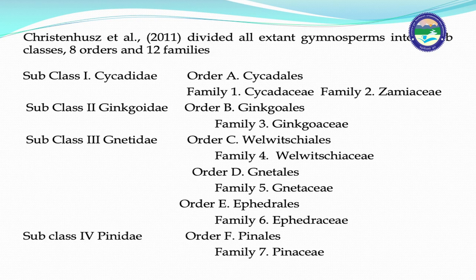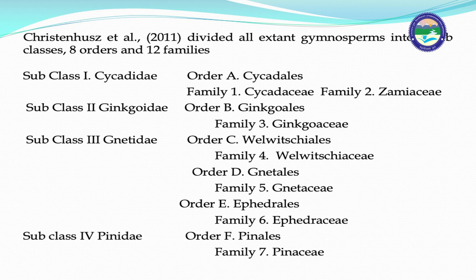Further, in 2011, Christenhusz et al. proposed a new classification and linear sequence of the extant gymnosperms based on molecular, morphological and phylogenetic studies. They divided all extant gymnosperms, extant gymnosperms meaning the gymnosperms which are presently here on the land, into four subclasses, eight orders, and 12 families, which are as follows. The subclass 1, that is Cycadidae, contains order Cycadales and families Cycadaceae and Zamiaceae.